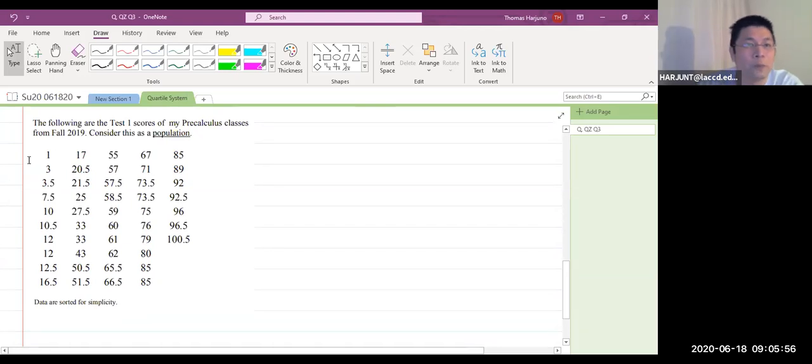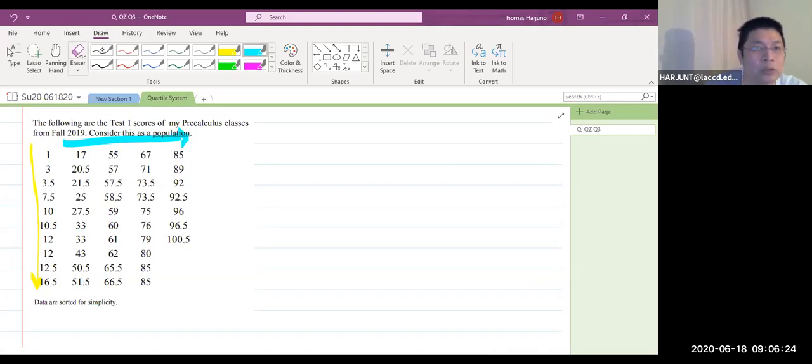Okay, the following are the test one scores from my pre-calculus classes from fall 2019. Consider this as population. So I think I sorted it this way, downward. That's 16.5, then 17, and so on, 51.5 to 55, and so on. So you see that the minimum data is 1, the maximum data is 100.5.